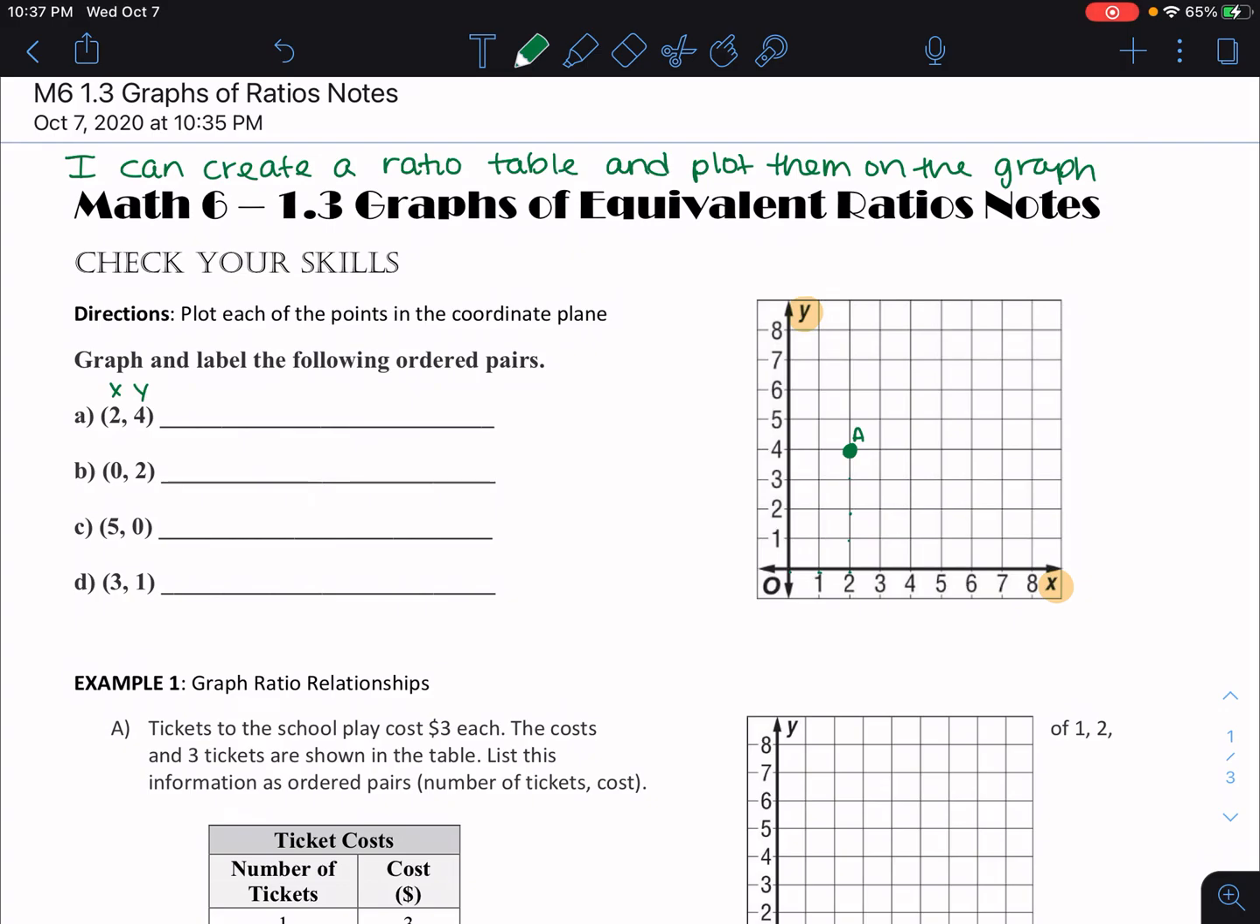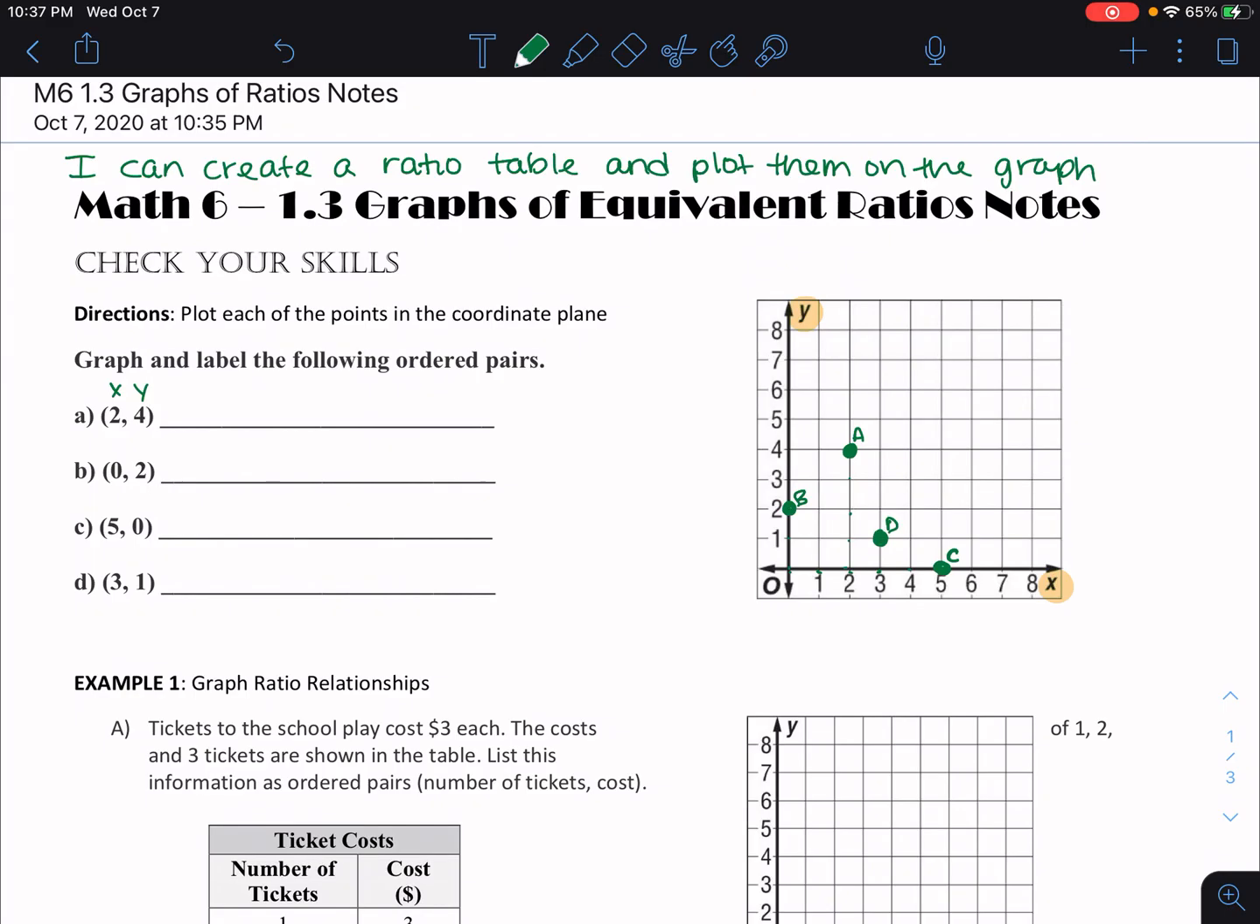0 comma 2 means to stay at 0 and then go straight up 2, so 1, 2. We're going to call that B. Letter C is 5 comma 0, so now we're going to go to the right 5, 1, 2, 3, 4, 5, and we're going to stay there. So there's point C, and then point D, we're going to go to the right 3, 1, 2, 3, and then up 1. There's D.